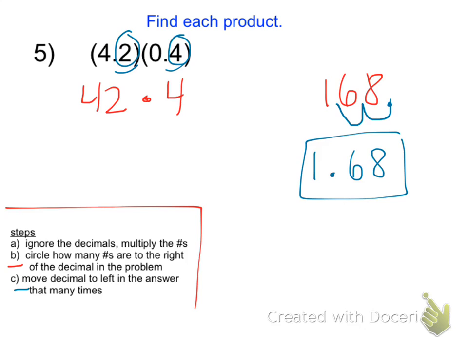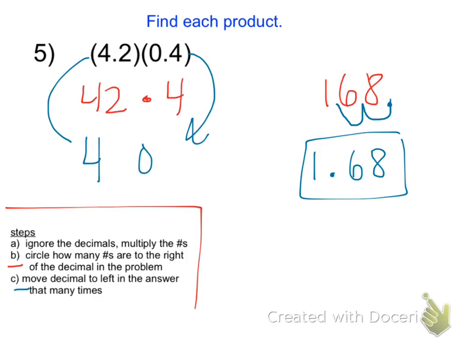Now, one thing that we did not do, we forgot to estimate. Oops. So if we round 4.2, I'd round that to a 4. I'd round this to a half. And what's half of 4? 2. That's my estimate. And my estimate is pretty close to my answer.